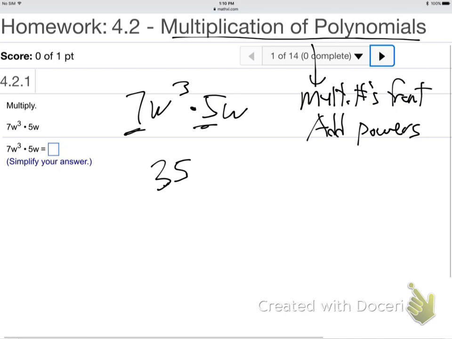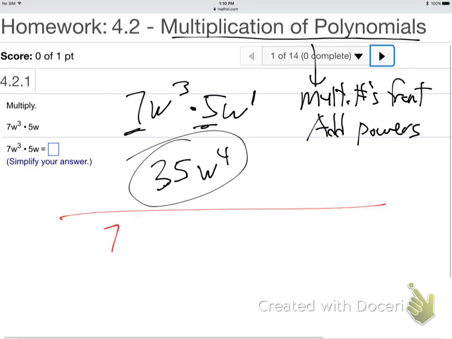Add the powers. Now what power is on that second w? 1. So add the powers. It's 4. And we're done. 35w to the 4th. Just multiply the numbers in the front, add the powers. I think it's helpful to compare.